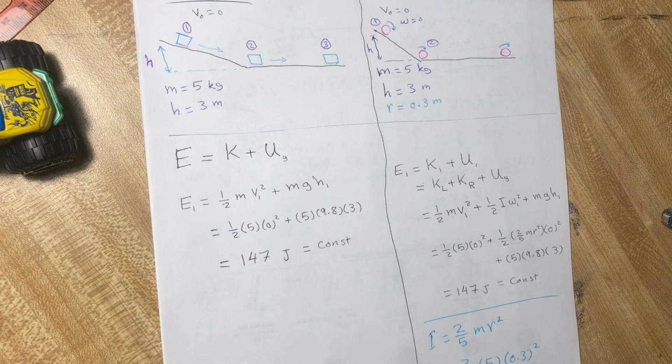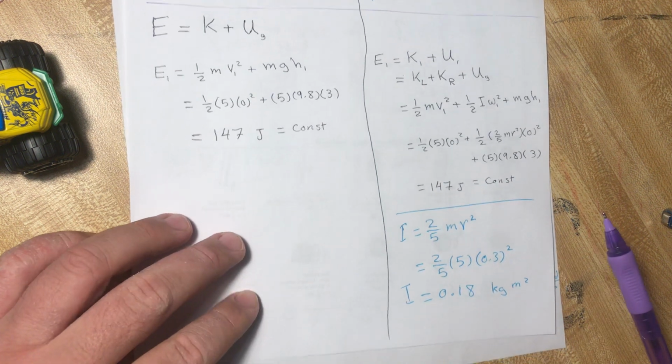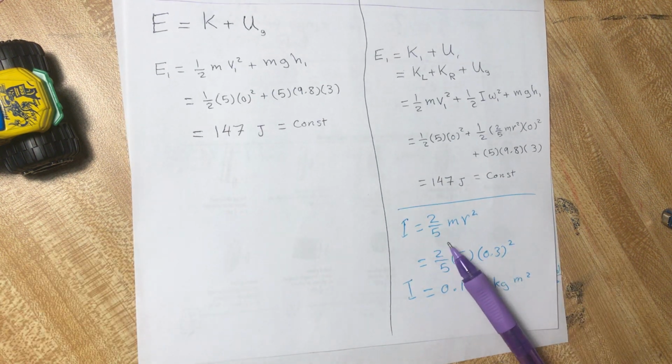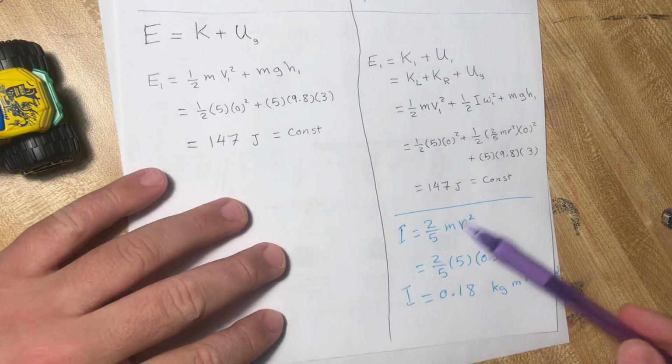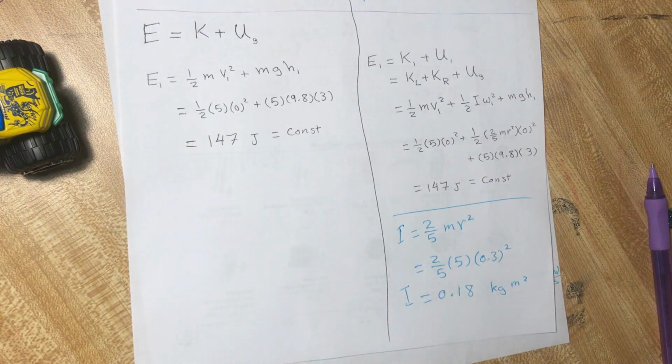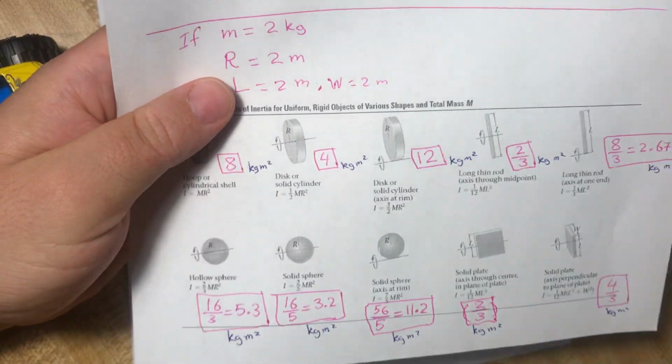Okay? Now we see I here. We need to compute I to know it because we will use it later in the next part. I for a solid sphere. This is a solid sphere. I, the moment of inertia for a solid sphere rotated.